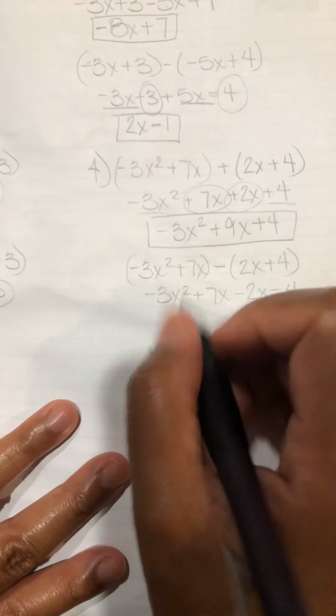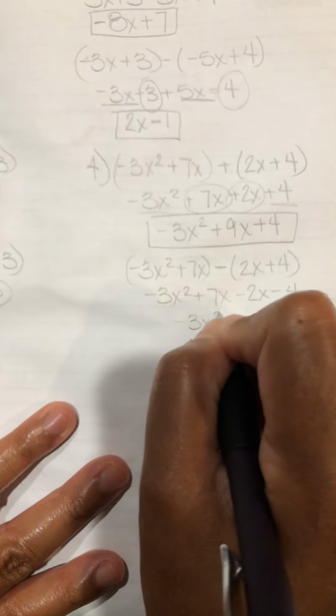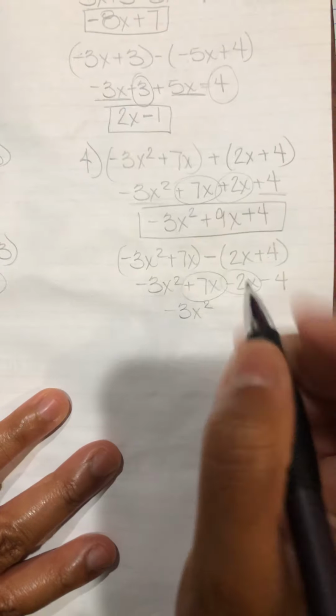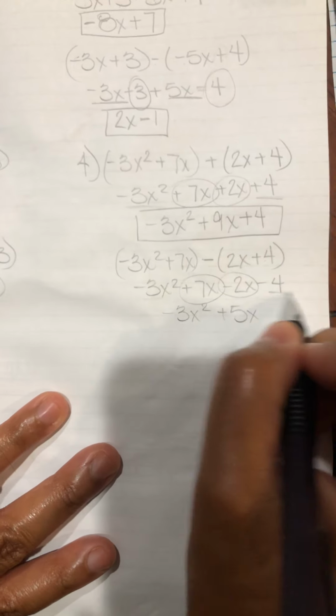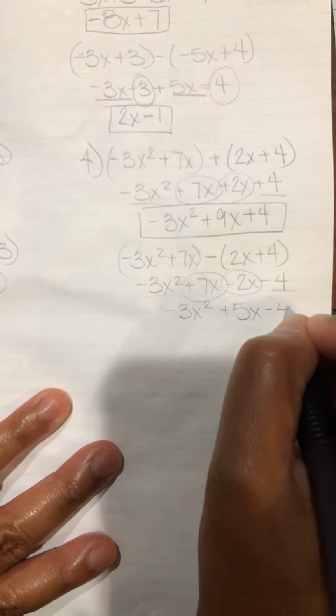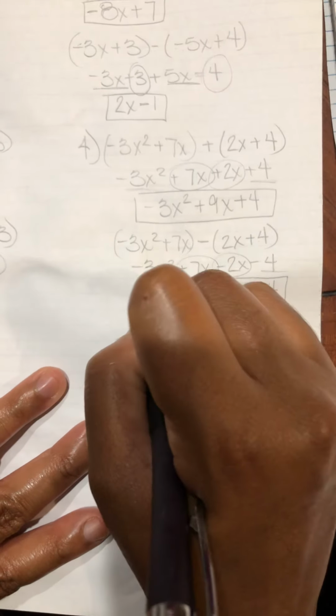Again, this still doesn't have a match, so I'm still going to write it. 7 minus 2 gives me 5. And this one still doesn't have a match, so I will still write it.